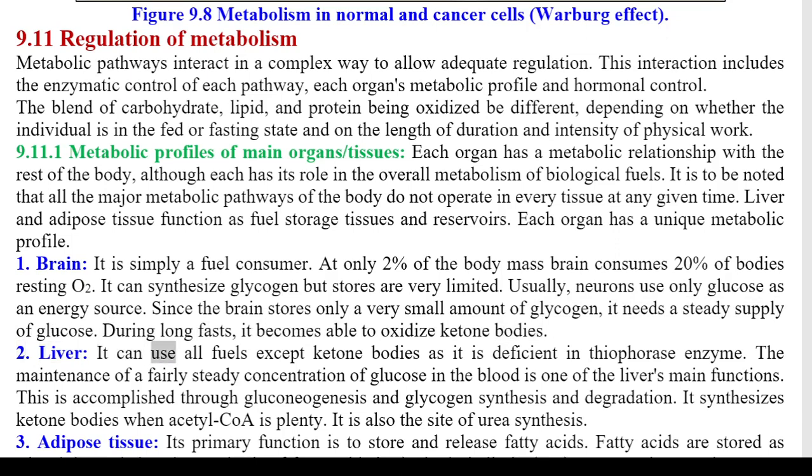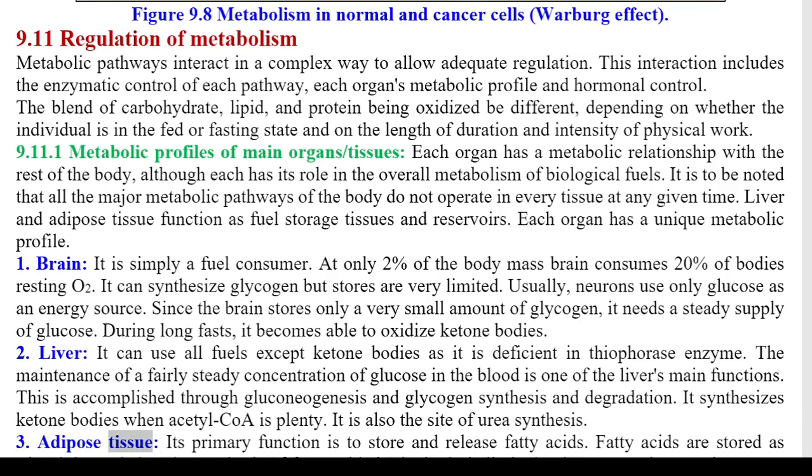2. Liver. It can use all fuels except ketone bodies as it is deficient in thiophorase enzyme. The maintenance of a fairly steady concentration of glucose in the blood is one of the liver's main functions. This is accomplished through gluconeogenesis and glycogen synthesis and degradation. It synthesizes ketone bodies when acetyl-CoA is plentiful. It is also the site of urea synthesis.